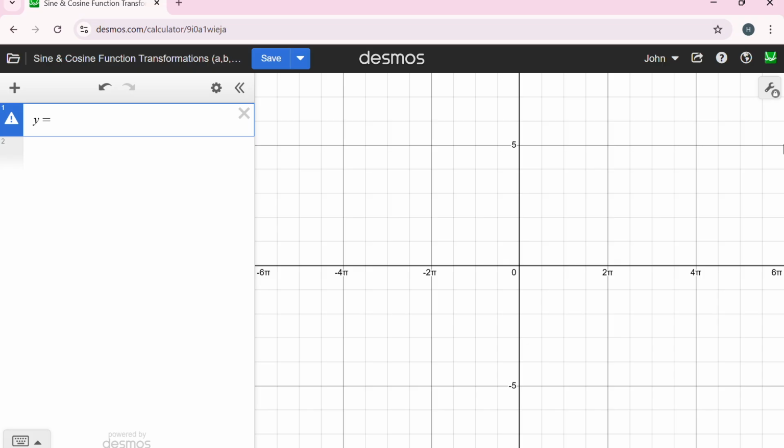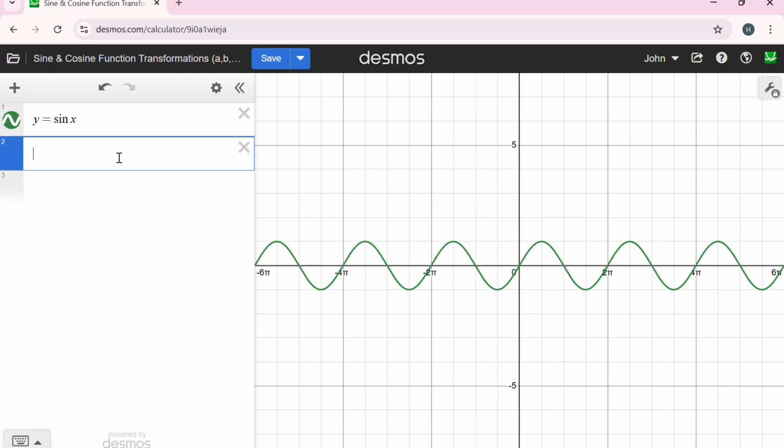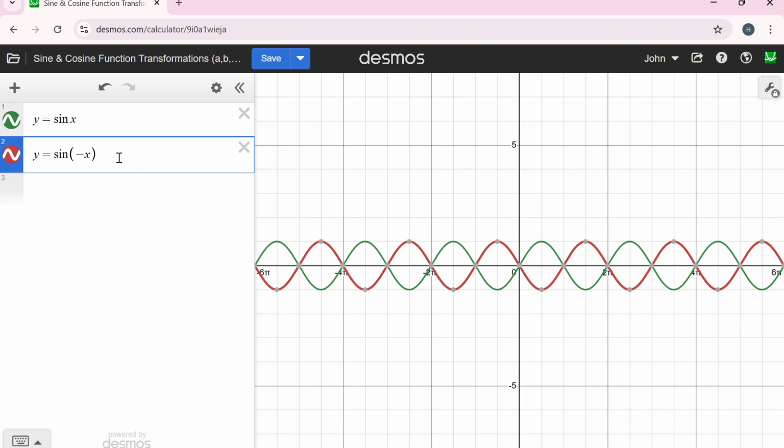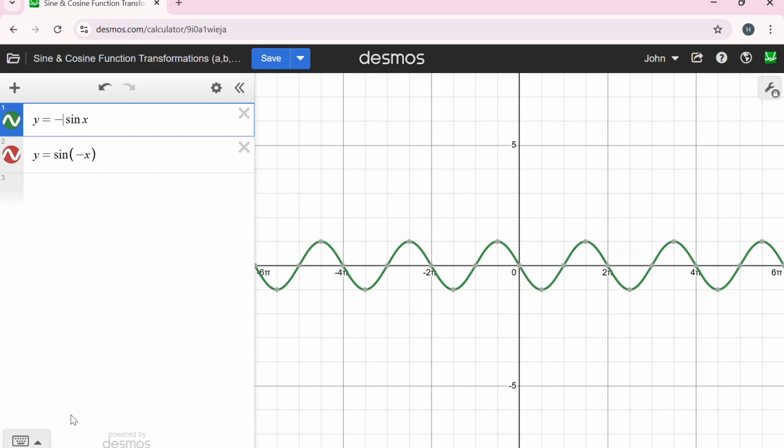Okay, so we're on Desmos, and I'm going to start with the graph y equals sine of x, and there's our standard y equals sine of x base function. And what are we doing here? Y equals sine of negative x, so we'll reflect the sine function in the y-axis. And then I'm going to throw a negative a value in front, and what happens? It lines up the two graphs. So this graphically shows that y equals sine of negative x equals y equals negative sine of x.